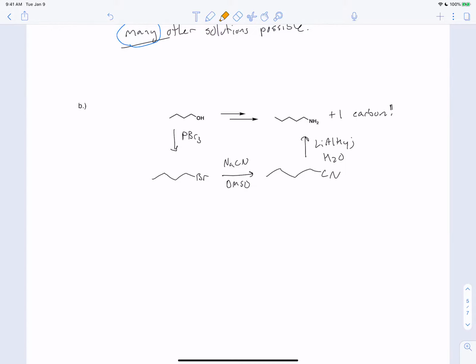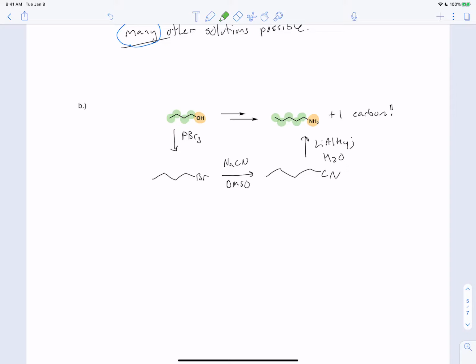So here is another synthesis problem. Now we're trying to make a primary amine, so we're trying to turn this alcohol into a primary amine. But the big distinction that you want to keep your eye on is how many carbons are in the starting material versus in the product. So the product has added 1 more carbon.